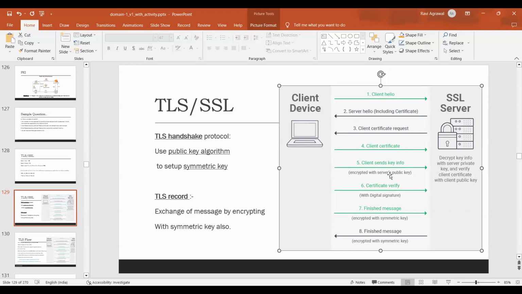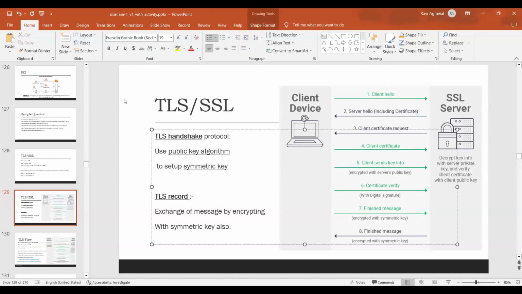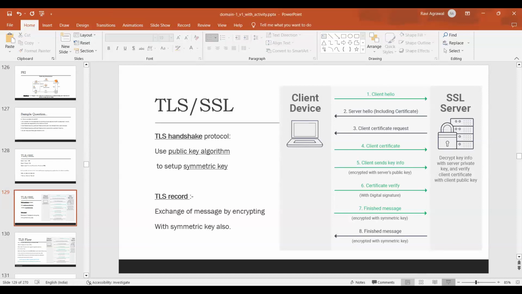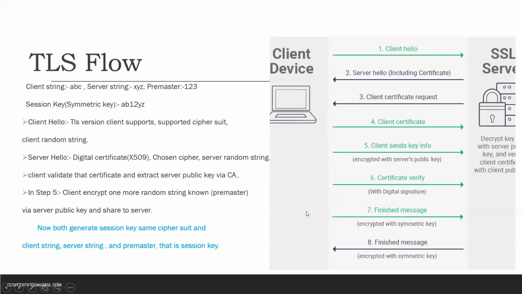So the client has sent a key encrypted with the public key of the server, and the server sends a finished message encrypted with the symmetric key. How the symmetric key setup happens is in steps 6 and 7. We'll see that in the next step, but we'll come again to this in the next slide. We'll go first to the next slide. Again, we'll see this flow.